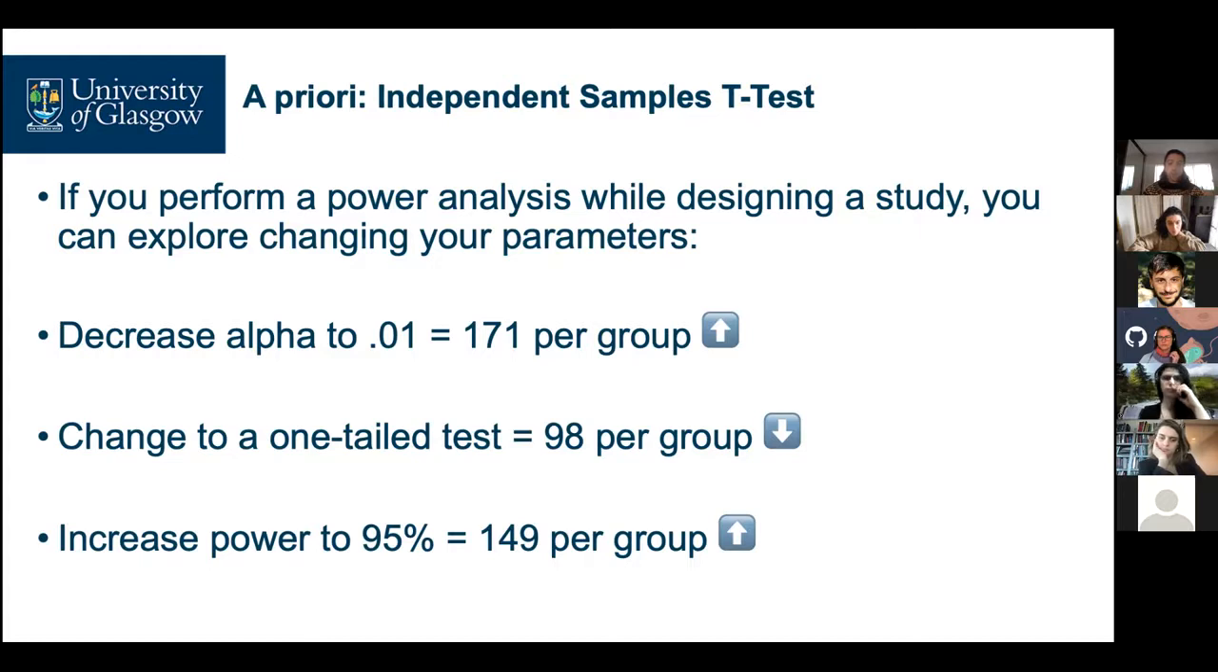Smaller alpha, so fewer type 1 errors, you're going to need more participants. One-tail test, you need fewer. More power, you need more participants.